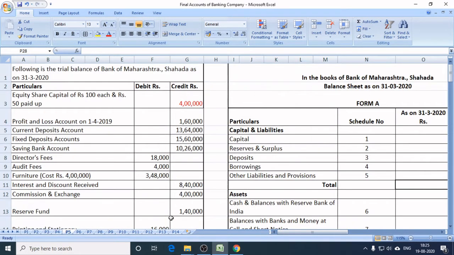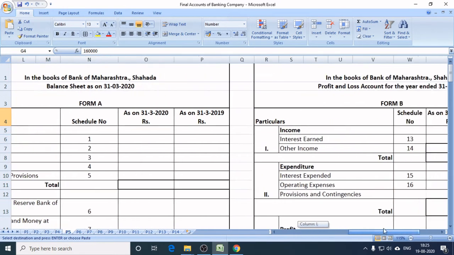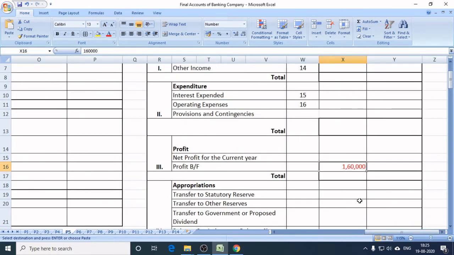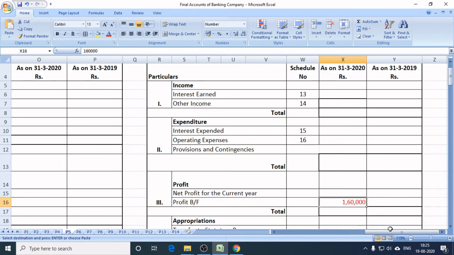The next particular is profit loss account, and it has a credit balance. So we all know that it is an income of a bank. It is the previous year's income of a bank, a total of previous year's income. It will be shown here in Form B in the third part next to profit brought forward, in the current year column, that is 1,60,000.